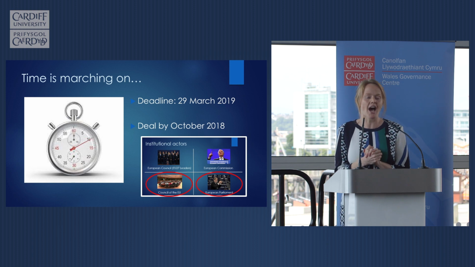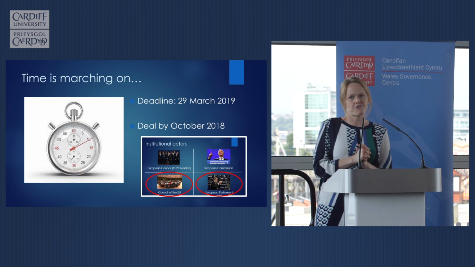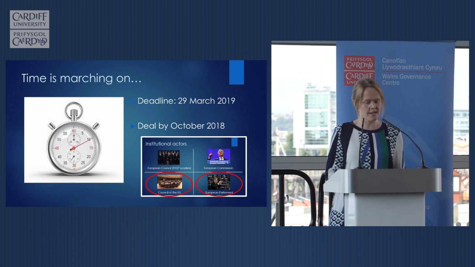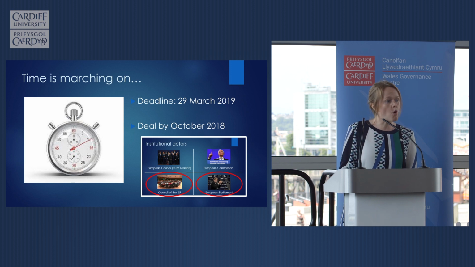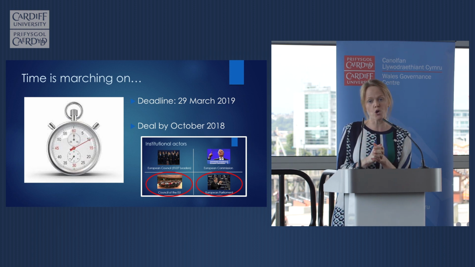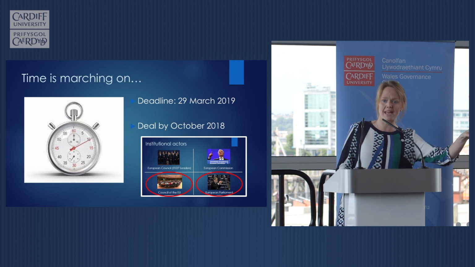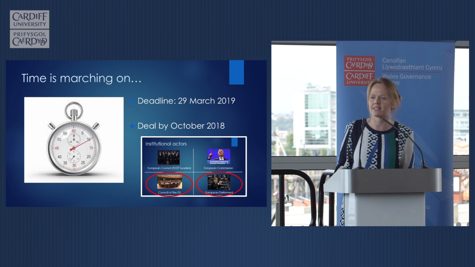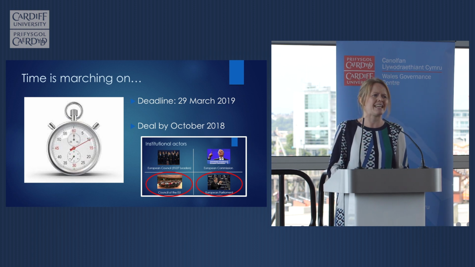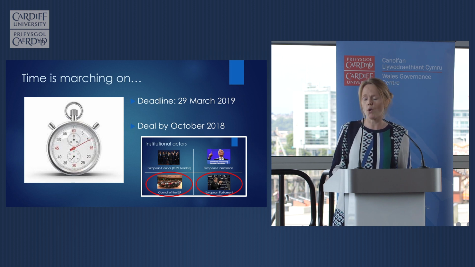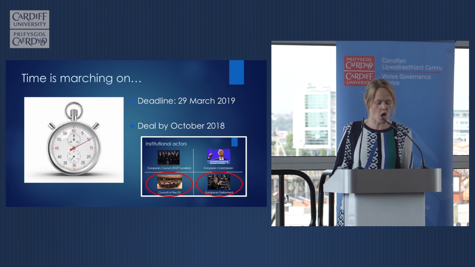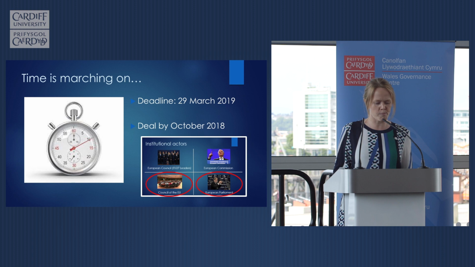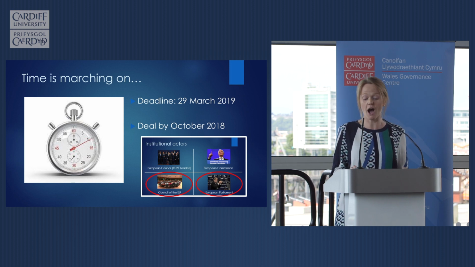So finally, time is marching on. The deadline for all of this is the 29th of March 2019. This is when the UK formally leaves the European Union. We really need to see a withdrawal agreement in place by October 2018, so it can be agreed, the UK side and the EU side. We're hearing increasingly the UK saying, well, this can be pushed back till December, but this really leaves very, very little time for the agreement to be approved. So we have come a certain way, but we have a huge amount to do in a very short period of time. And on that cheery note, I will leave you.